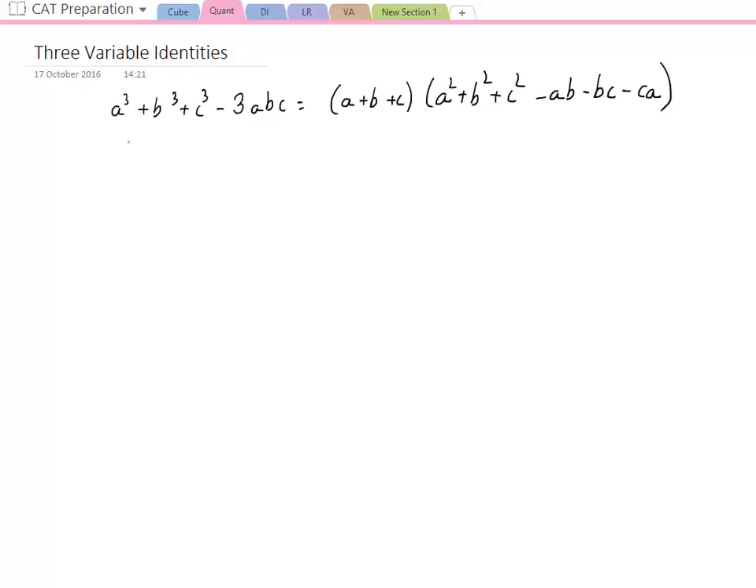Let's look at this identity. This identity is for the summation of cubes of three variables. So a cube plus b cube plus c cube is equal to a plus b plus c multiplied by a square plus b square plus c square minus ab minus bc minus ca plus this 3abc term.